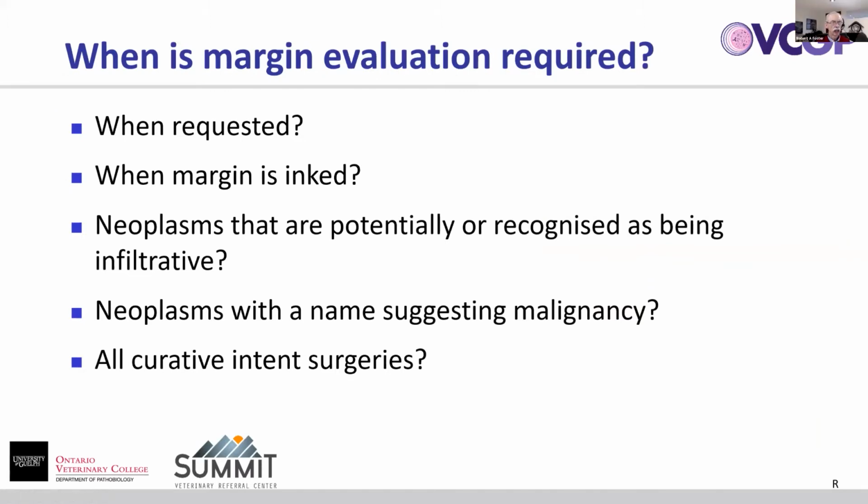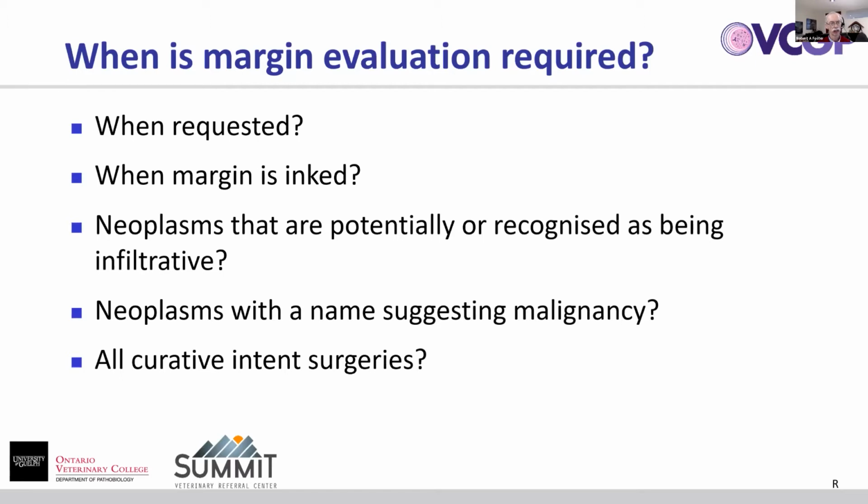So one of the issues that has come up in discussions with pathologists is which margin, or when do we actually need to do margin evaluation? When is it required? And there are different schools of thought, and I'm not going to suggest which is the most appropriate for every situation, but I can tell you my approach. One of the approaches is when it's requested. And there are times when you will see on submission forms that they request margins.